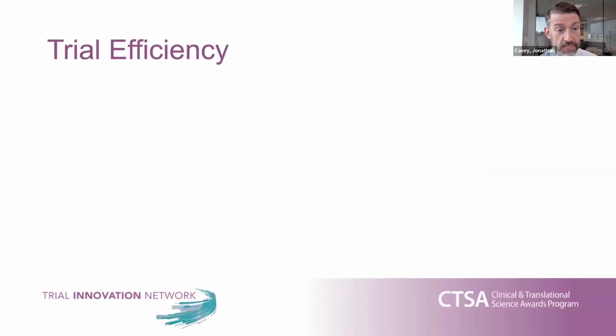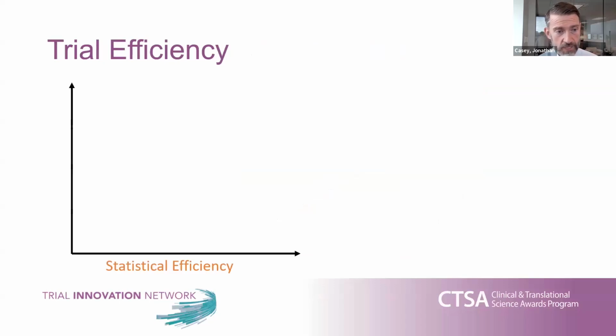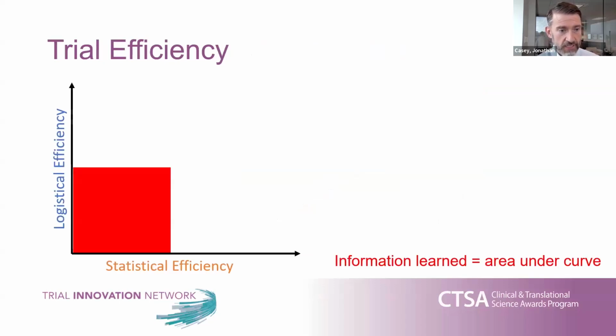I do think these things can be related. So when we think about statistical efficiency and logistical efficiency, the product of those two is the information learned. So logistical efficiency means how many patients can you enroll for the fixed amount of time and money you have? And statistical efficiency means what do you do with that information? How much information do you get out of the number of patients you enrolled? And the product of those two, the area under the curve, is how much we've learned to inform patient care.